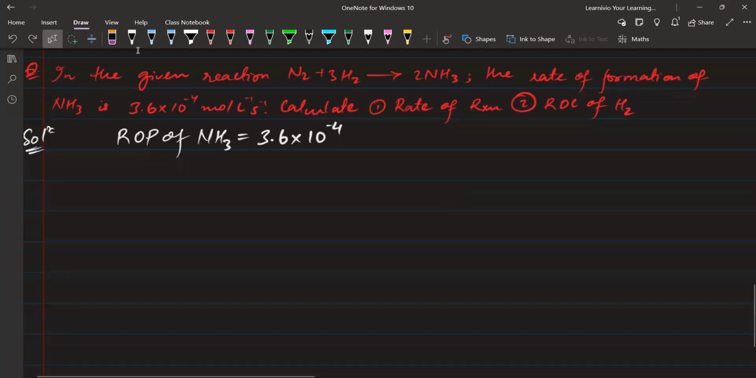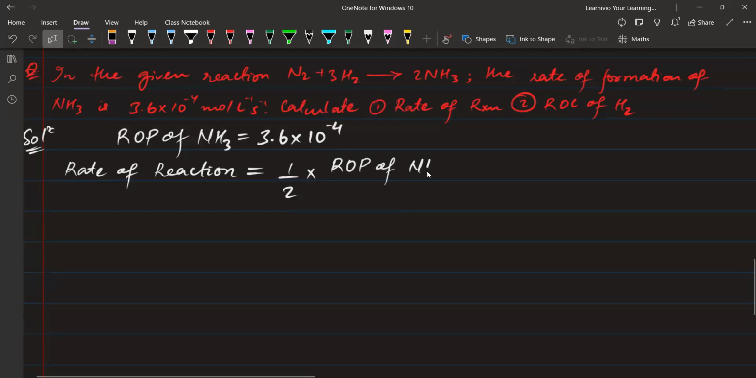Fine. So we can say that rate of reaction in terms of ammonia will be equal to how much? Tell me guys. One by two into delta NH3. No, we don't have to use the delta formula at all. We have the rate of production of ammonia.